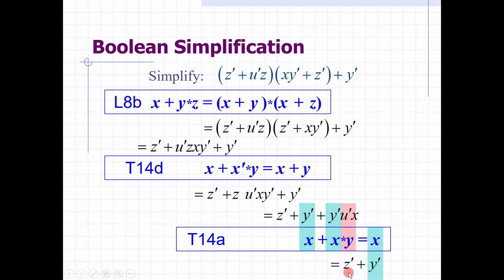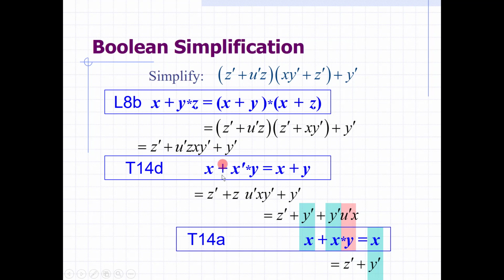And we get our answer. I think it will not get any simpler than this. This ugly expression that we started with simplifies down to Z0 or Y0. If you don't believe me, make the truth table for this expression up here, and then make the truth table for this expression here, and you'll see that they're the same, assuming we didn't make any mistakes.